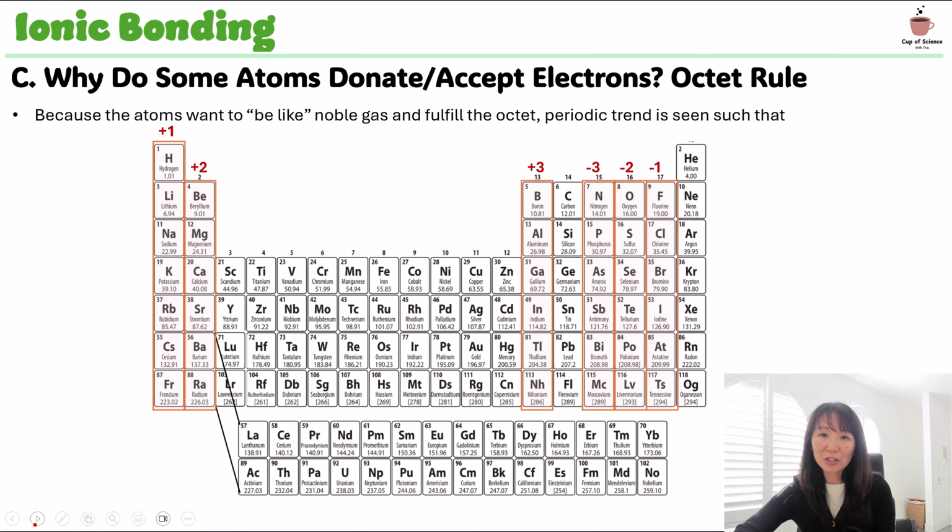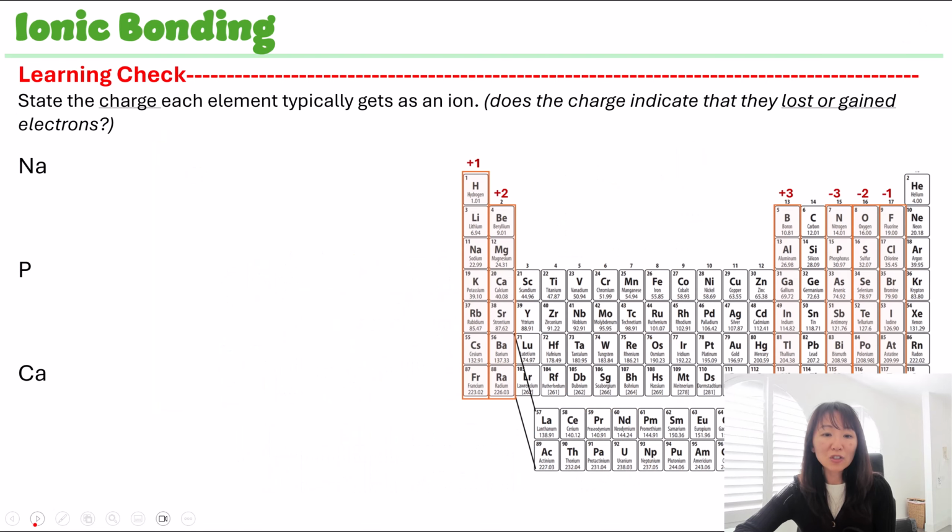Let's do a learning check. State the charge each element typically gets as an ion. Does the charge indicate they have lost or gained electrons? Let's look at sodium. Sodium is located here, so its tendency is to have +1. Having +1 means that it has lost 1 electron.